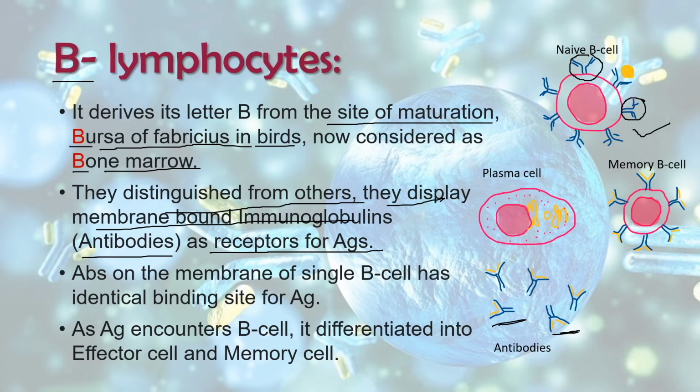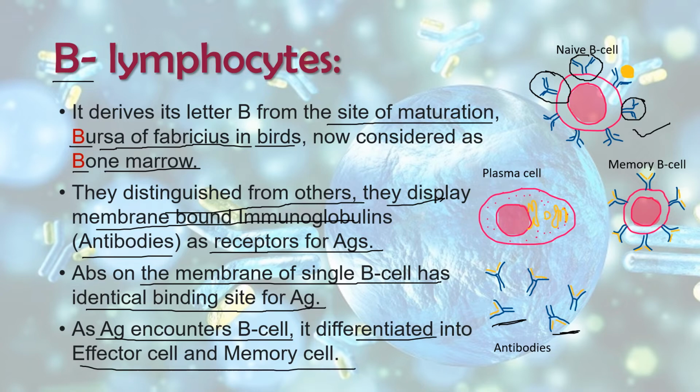So antibodies on the membrane of a single B cell have identical binding sites for antigens. So you can see there are millions of B lymphocytes or B cells present, but they are different from each other by the presence of these specific surface markers. These surface markers or binding sites for antigens are different for each type of B cell. As the antigen encounters a B cell, it differentiates into an effector cell and a memory cell.